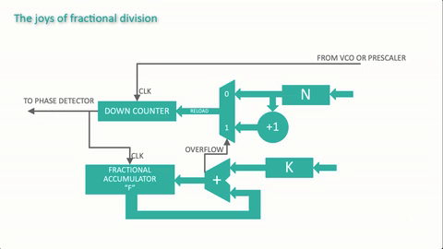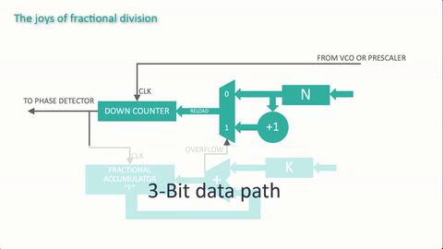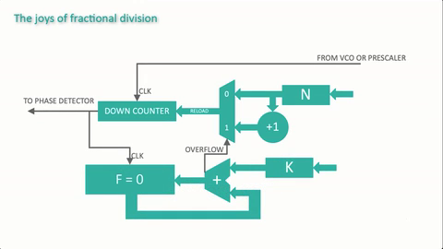Okay, I think an example is in order. Let's assume that the F register, the adder, and the K register are all 3 bits wide, and assume that the F register starts with a value of 0, and that we load 5 into the K register. To start, N is the preloaded value, and the counter counts down from N to 0. After N clock cycles from the VCO, the clock occurs toward the phase detector, and the F register is also clocked. Because K is 5 and F is 0, the adder produces the value 5, and that's what gets clocked into the F register.